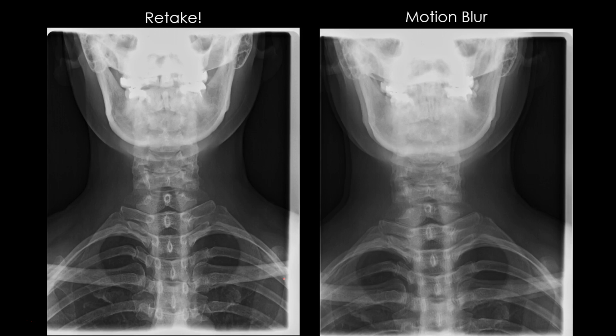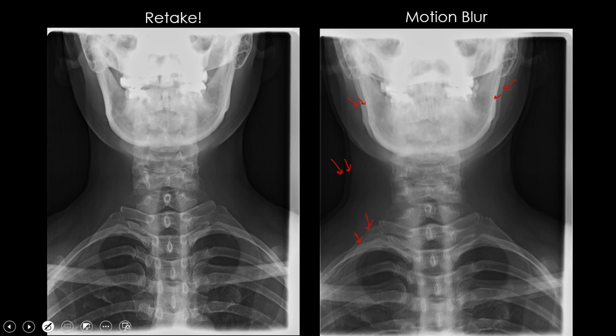So here we have an example of motion blur. You can see on the image to our right-hand side, it almost looks like there's a double exposure, because you can see there's two aspects of the soft tissues. It almost looks like there's two cortices of some of the ribs. And you can just see it's just blur all the way around. You can even see at the mandible what looks to be two cortices present.